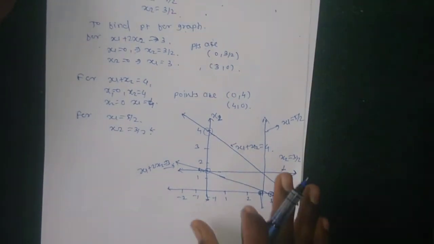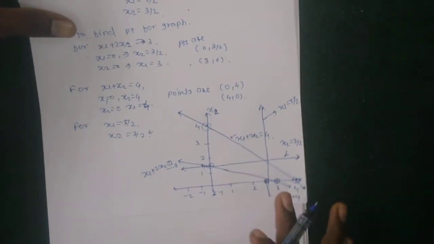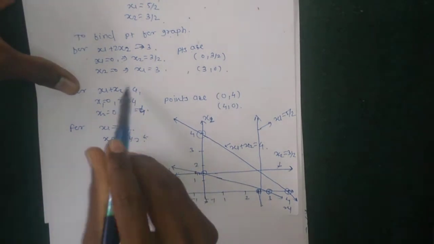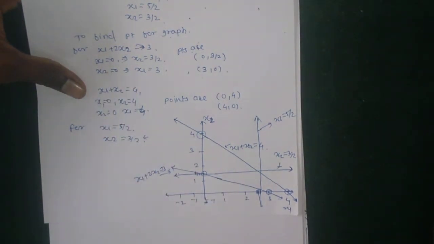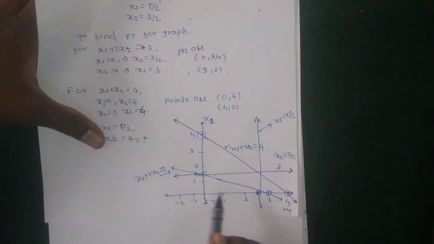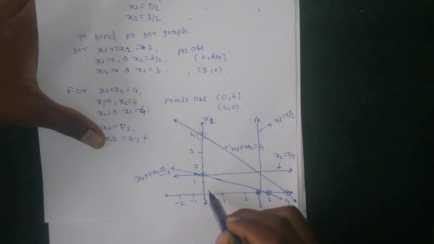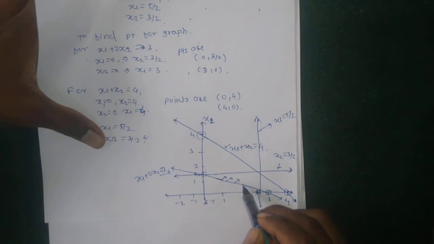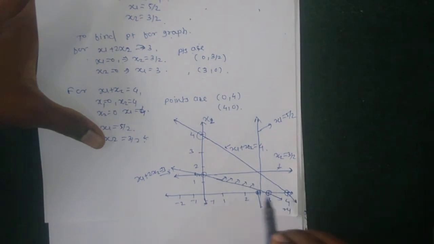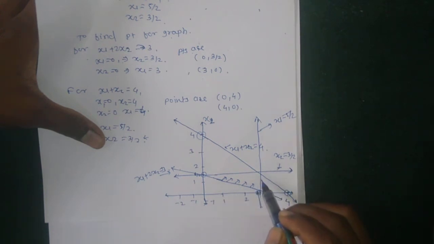Now to choose the feasible region. The first equation is greater equal: x1 plus 2x2 is greater equal 3. Their portion must be the upper side. Greater equal means this portion is less equal 3 and this portion is greater equal 3. So the region of x1 plus 2x2 greater equal 3 is the upper side of this line.